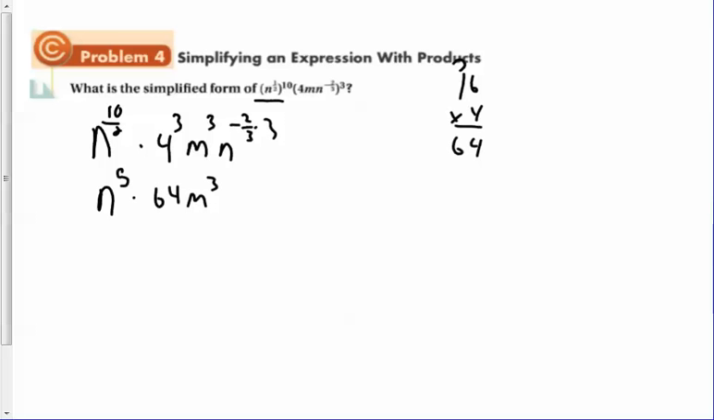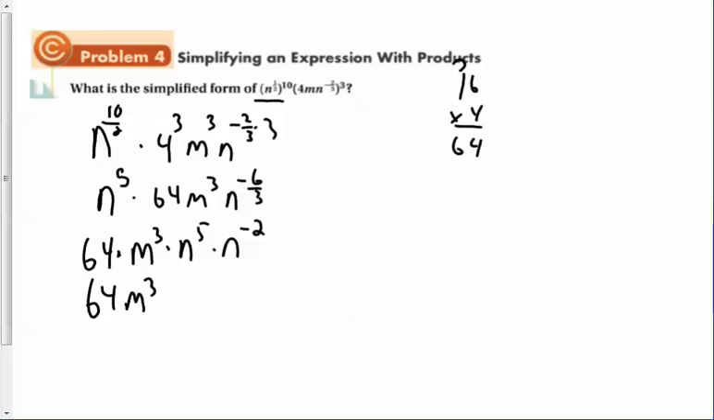And then this is going to be n to the -6/3. If I repolish this up, I'm going to go 64 times m cubed times n to the 5th times n to the -2. Now the 5 and the -2 can come together, so 64 m cubed n to the third power, because 5 plus a -2 makes 3. Easy enough, right?